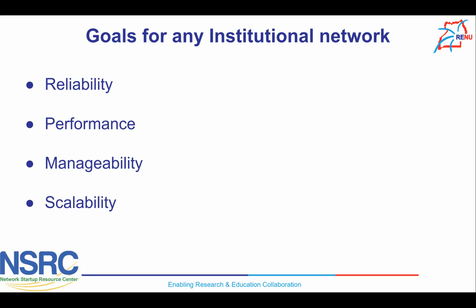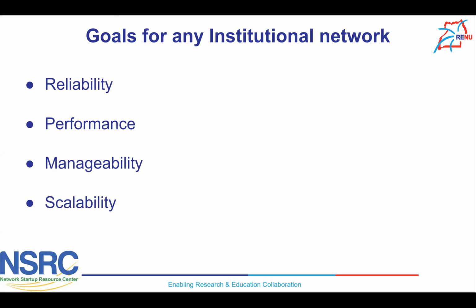So we are designing institutional networks to be very reliable. Then performance. When I speak about performance, one of Renu's core values is service quality. So in designing networks, even down to your institutional networks, we think you should focus more on how your network performs, on the quality of service that your network is able to provide to the end users. And then I come to manageability.